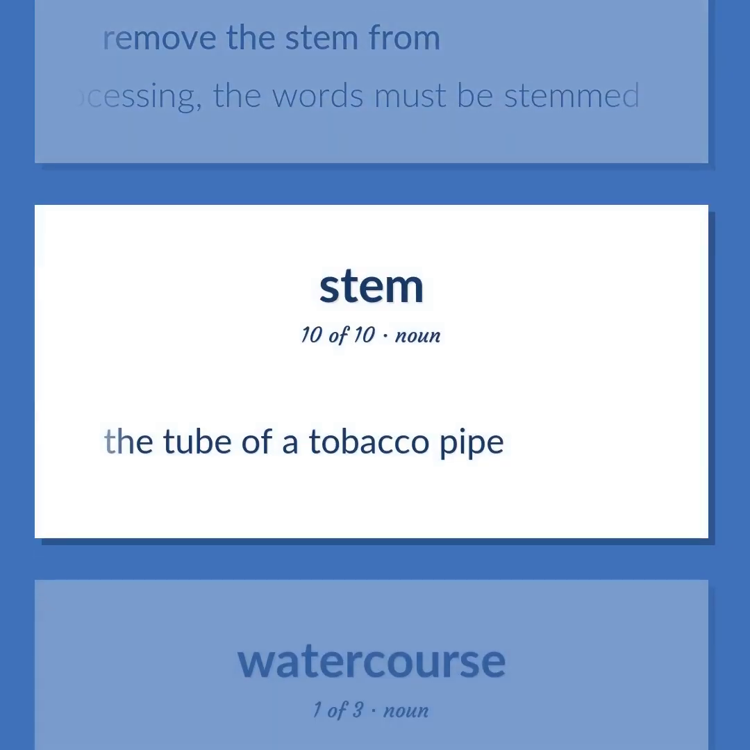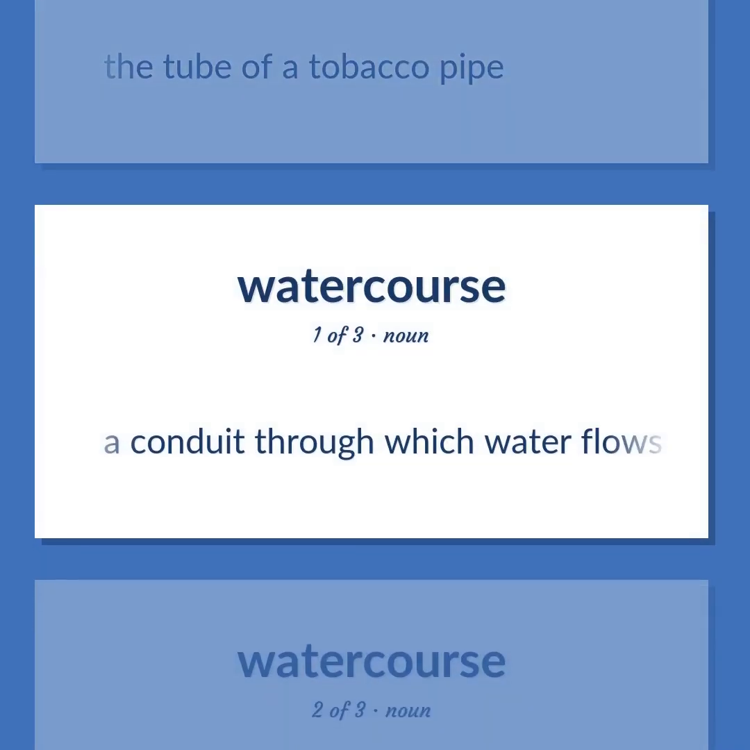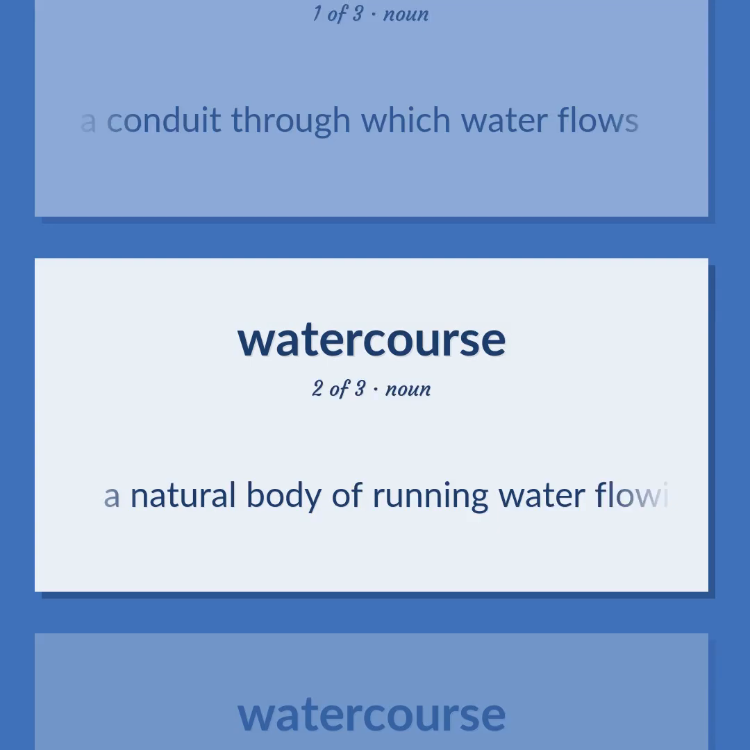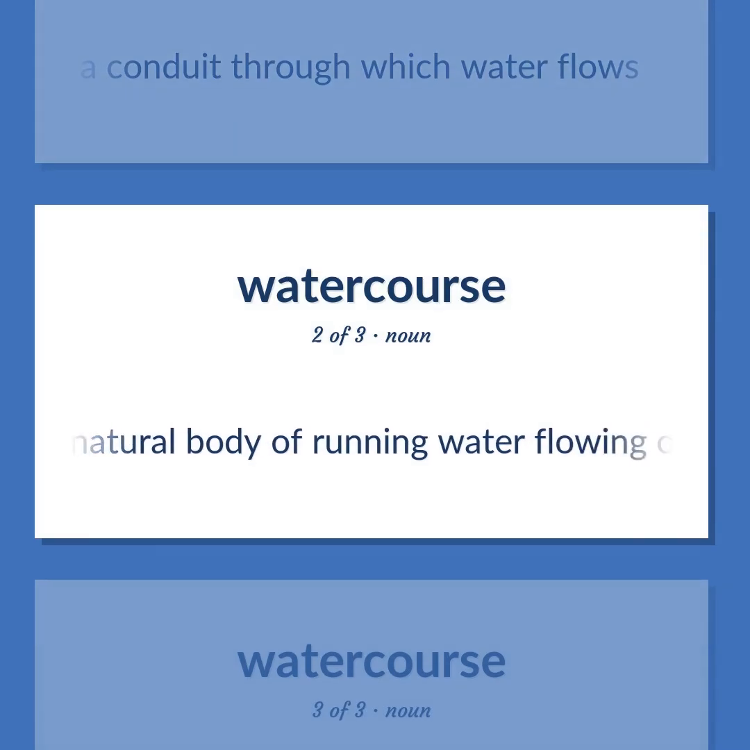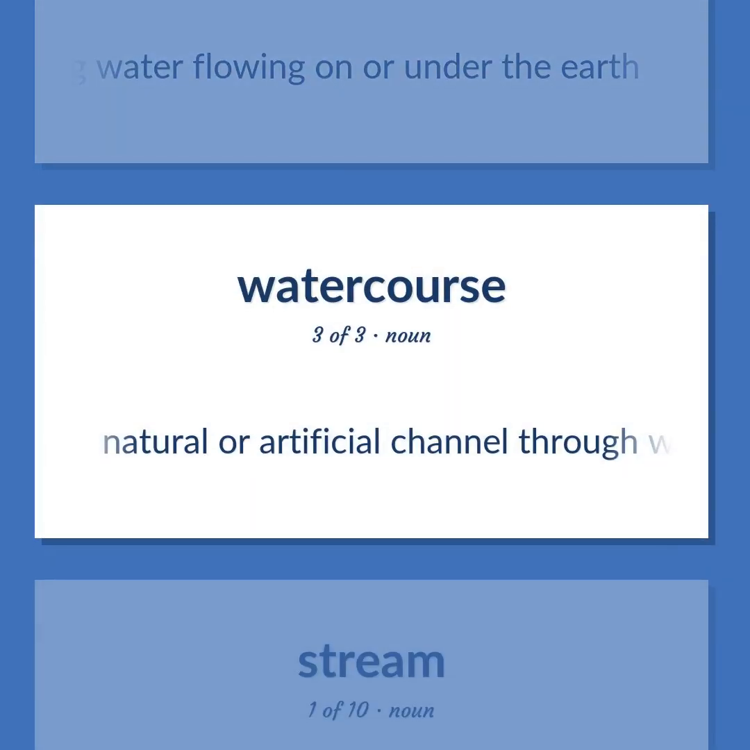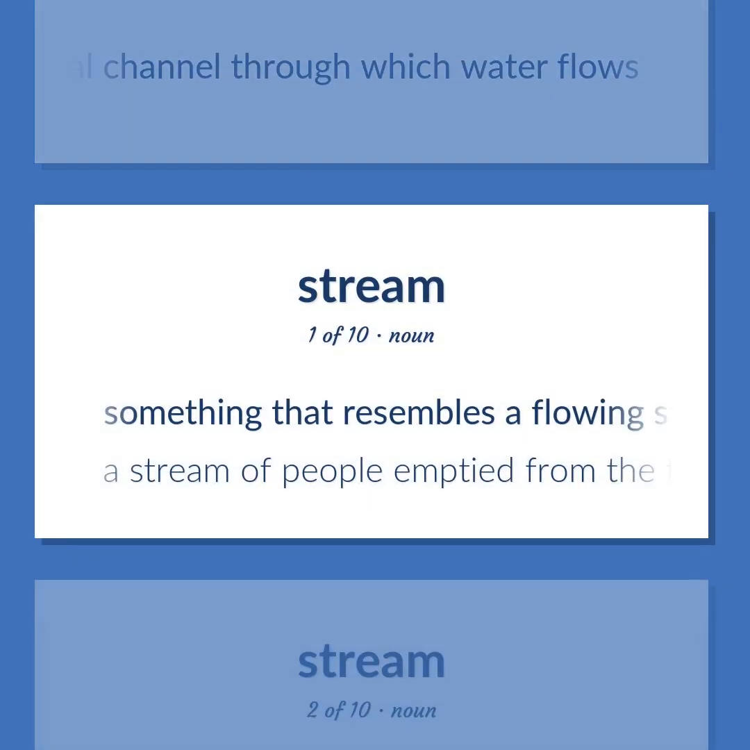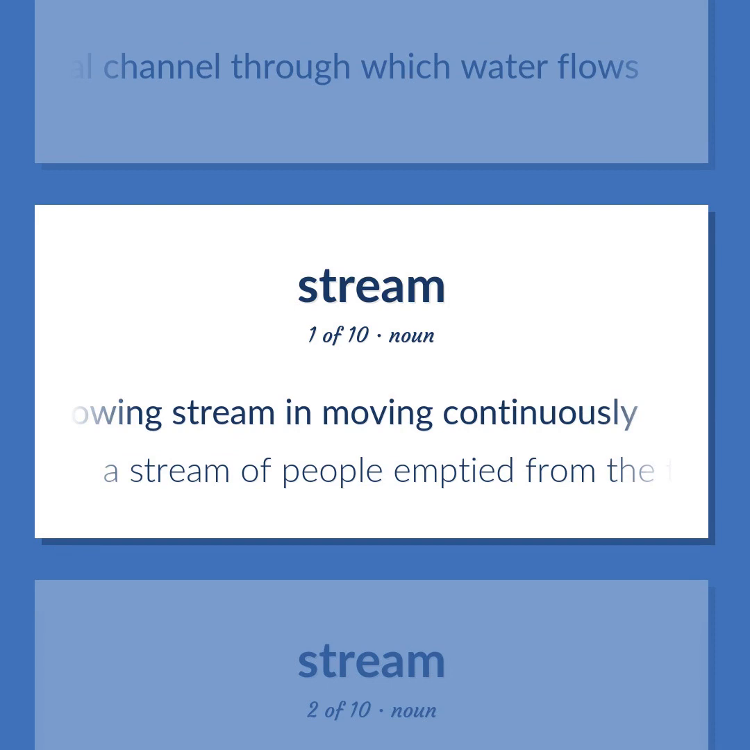The tube of a tobacco pipe. A conduit through which water flows. A natural body of running water flowing on or under the earth. Natural or artificial channel through which water flows. Something that resembles a flowing stream in moving continuously. A stream of people emptied from the terminal.